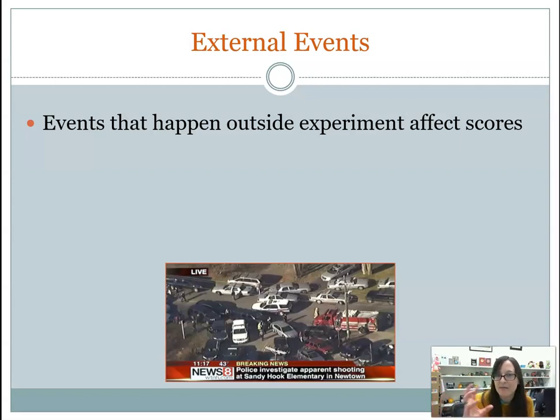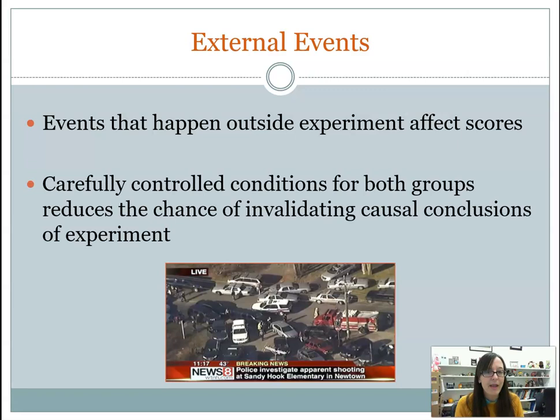But these external events, if they affect what you're asking them about in a survey, or if they affect something that you're measuring them on, then that, again, has nothing to do with the treatment, but it's going to cause a change. If you carefully control the conditions for both groups, though, this could reduce the chance of any kind of invalidation. So if both groups receive the same amount of exposure, say, or some kind of debriefing about the event to mitigate the effects, this can help alleviate the effects. But again, if it has a different effect on your two groups, that's going to be more problematic than if everybody is exposed to the same material.